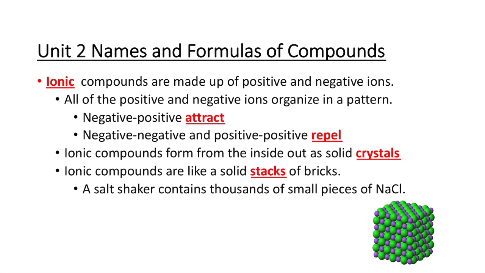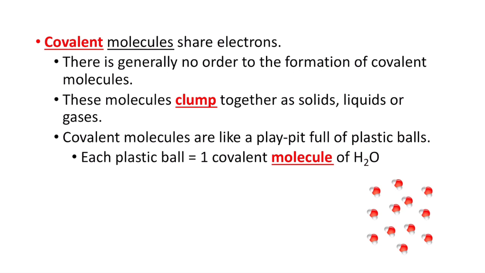Ionic compounds form from the inside out as solid crystals. So they start on the inside, they expand out. Ionic compounds are like solid stacks of brick. So a salt shaker contains thousands and thousands of small pieces of NaCl, which have formed together in a crystal lattice structure. Covalent molecules, on the other hand, share electrons.